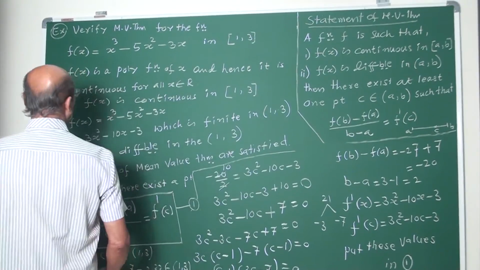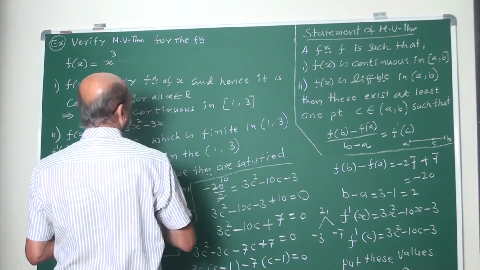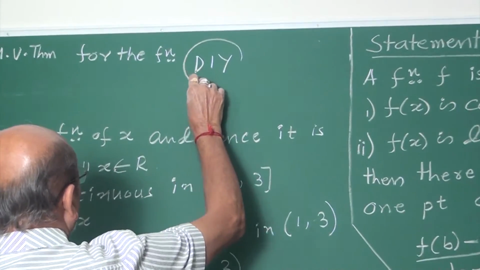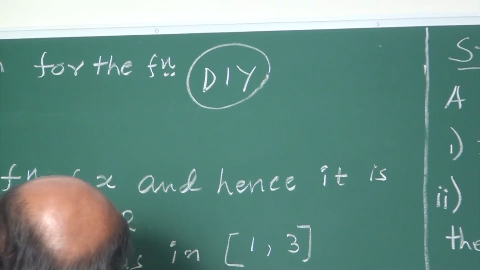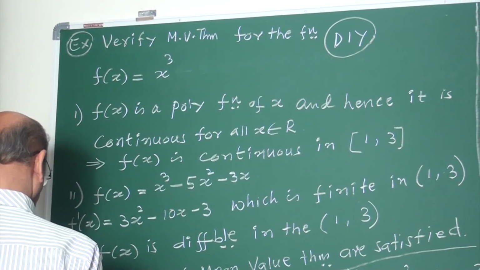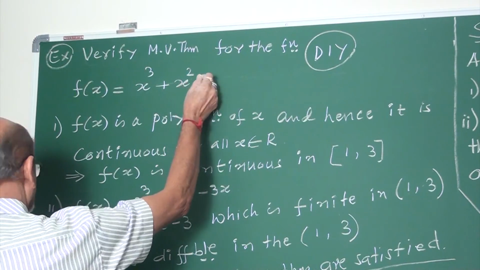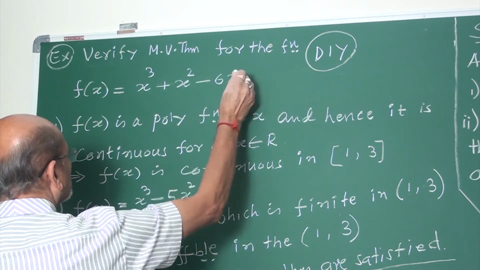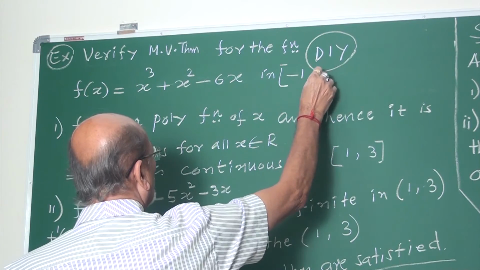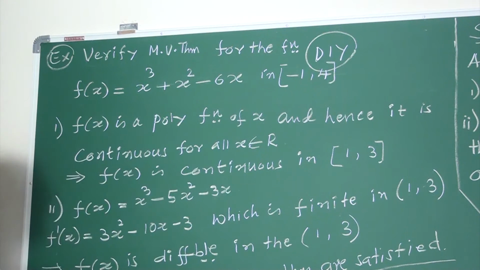Yes, friends. That was one sample example. Now you have to do it yourselves. DIY homework: verify the mean value theorem for the function f(x) equal to x cube plus x squared minus 6x in the closed interval minus 1 comma 4.